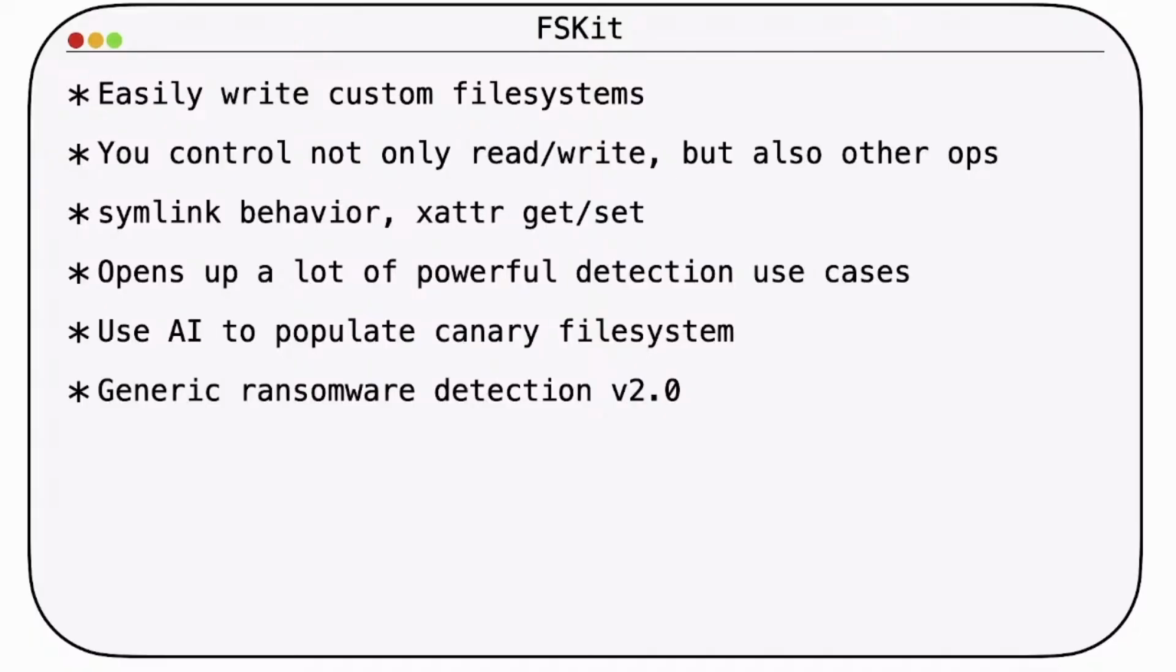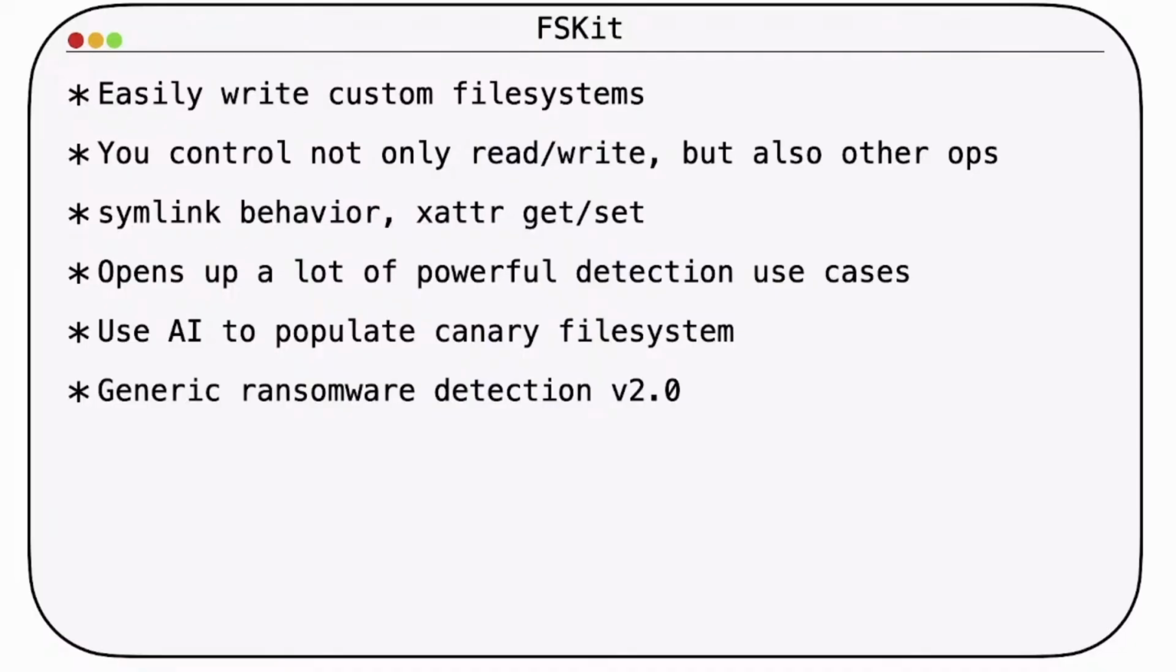But the interesting bits are you control not only read and write operations, but symlink operations, xattr operations. And this opens up a lot of powerful detection use cases. Let's say, for some reason, you wanted files that are created or modified in that mount point, you can stamp the quarantine xattr every time that file is created or modified. If you have compliance needs, every read on those files can redact PII.